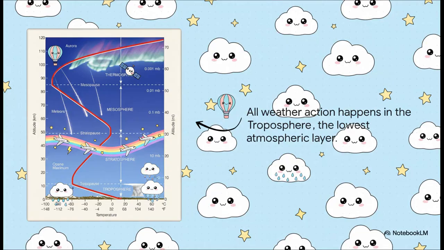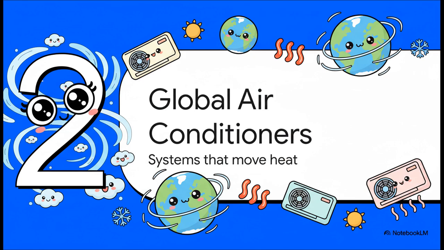And all this action, all our weather, it's happening right here in the troposphere, the lowest layer of our atmosphere. Now, here's a cool little fact for you. See that boundary just above it, the tropopause? It's so stable and calm that commercial jets use it like a superhighway in the sky to stay out of all that turbulence. All right, so we've got that basic engine down.